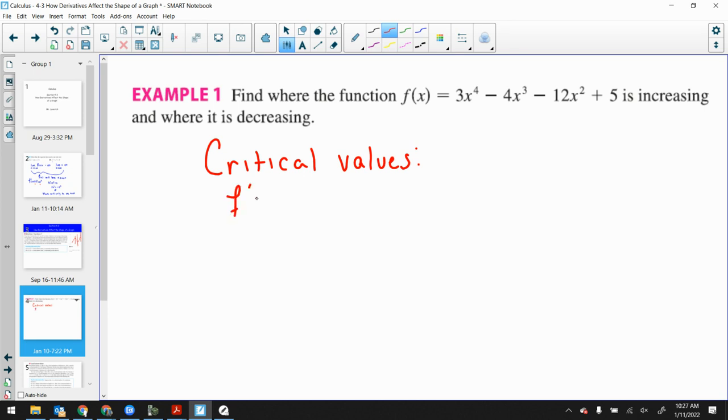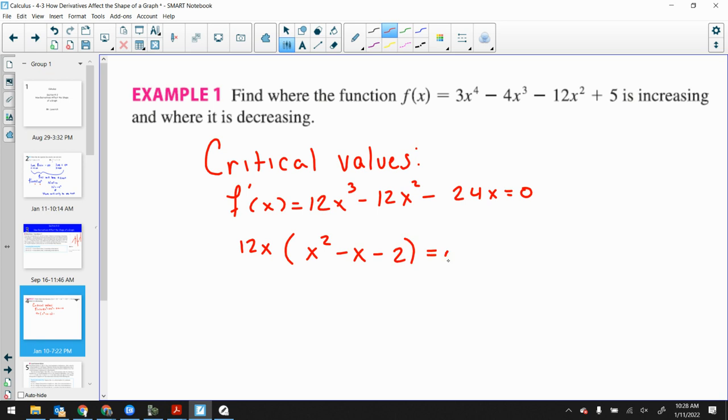So f prime of x is equivalent to, perfect, this is a polynomial. It's an easy derivative: 12x to the third minus 12x squared minus 24x. That's the derivative. So let's find the roots of that function. Looks like I can pull out an x, even better, a 12x. Let's make this a little bit cleaner. I'm setting this equal to 0 now. Let's pull out a 12x. That's going to turn into x squared minus x minus 2 equals 0.